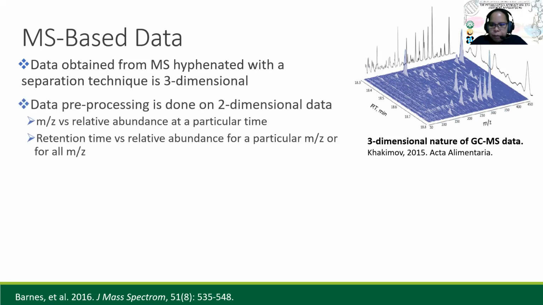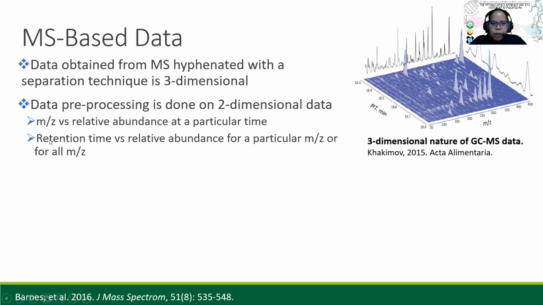Data preprocessing is usually done on two-dimensional data. So the first dimension will be the MZ versus the relative abundance at a particular time. So at a particular time, such as, for example, 18.5, what is your MS spectra? You will have different values, different signals across your different MZ. And that will consist of your MS spectra.